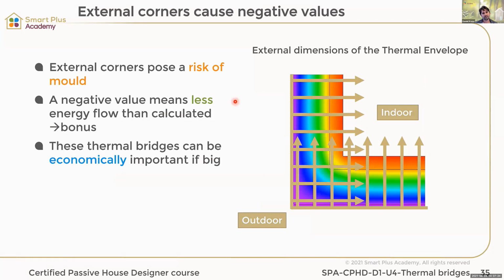And what you're seeing here now is that, because we're using external dimensions in our Passive House calculations, the external dimensions of our thermal envelope, we are actually calculating this twice. Do you see that? We calculated losses through the thermal envelope here. We calculated losses through here, and that's the reason the thermal bridge value normally turns out negative.